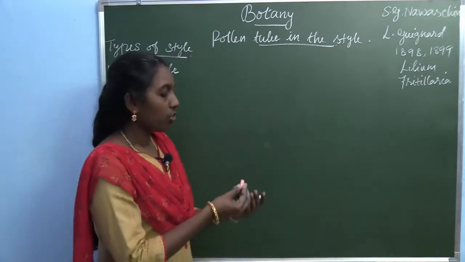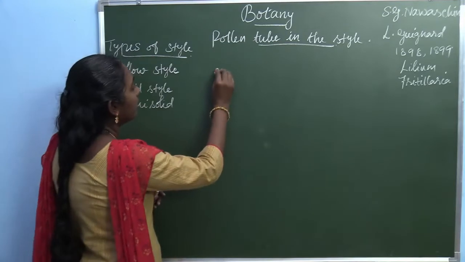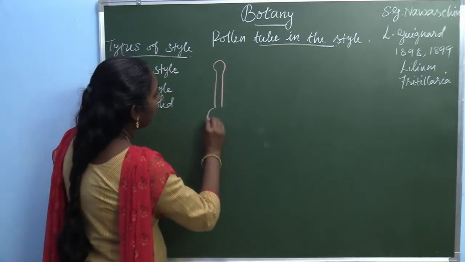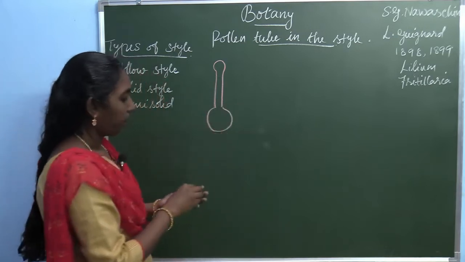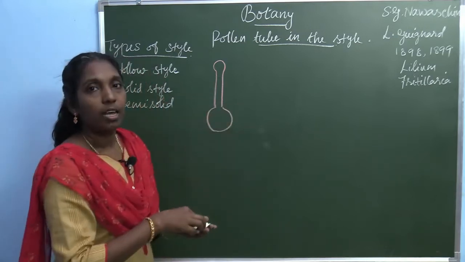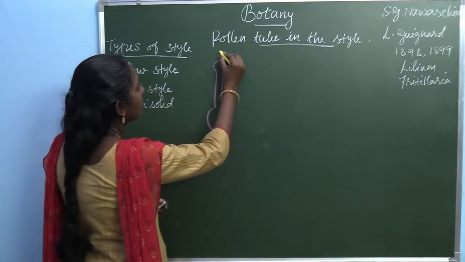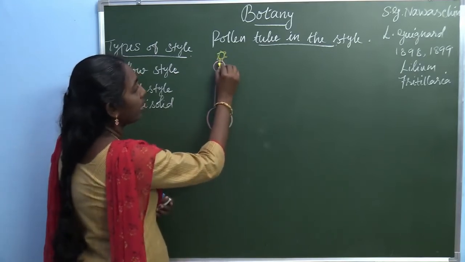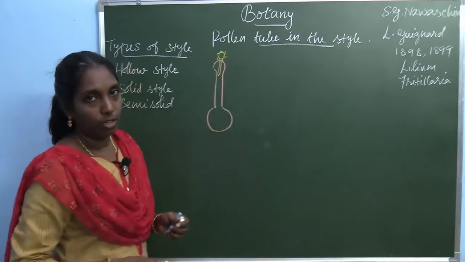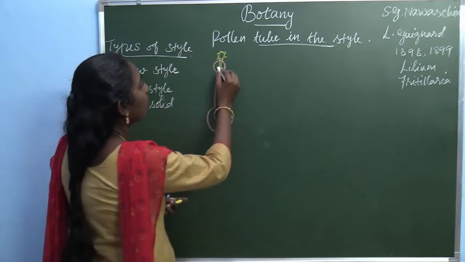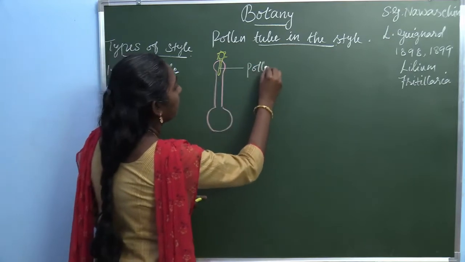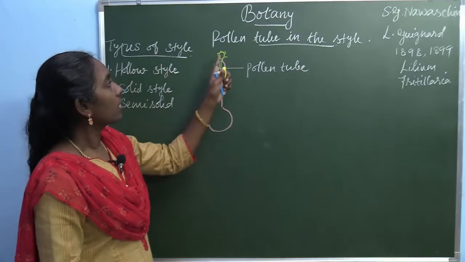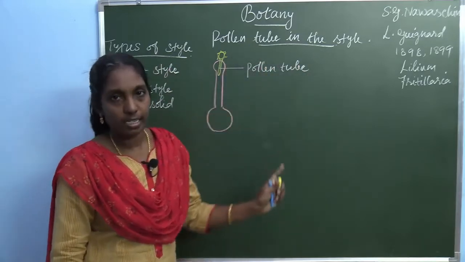When you see the structure of gynoecium, it contains stigma, style and ovary. On the stigmatic surface, the pollen grains are dusted. This pollen grain starts to germinate. It develops the pollen tube. So today we start this event from the pollen tube in the style.